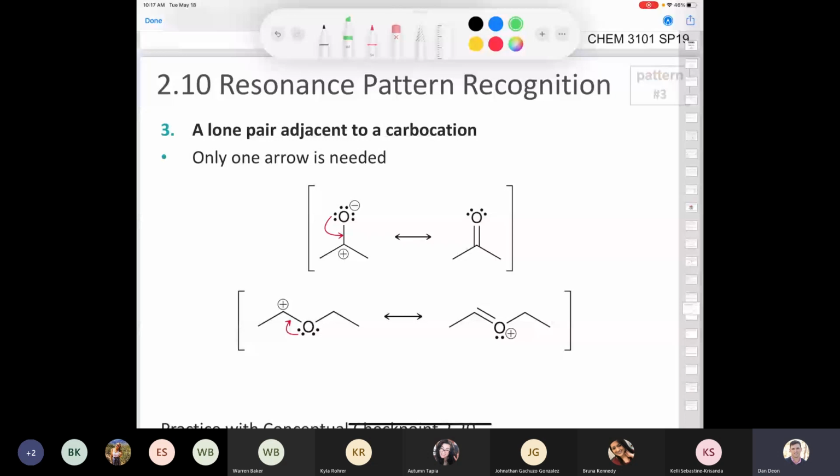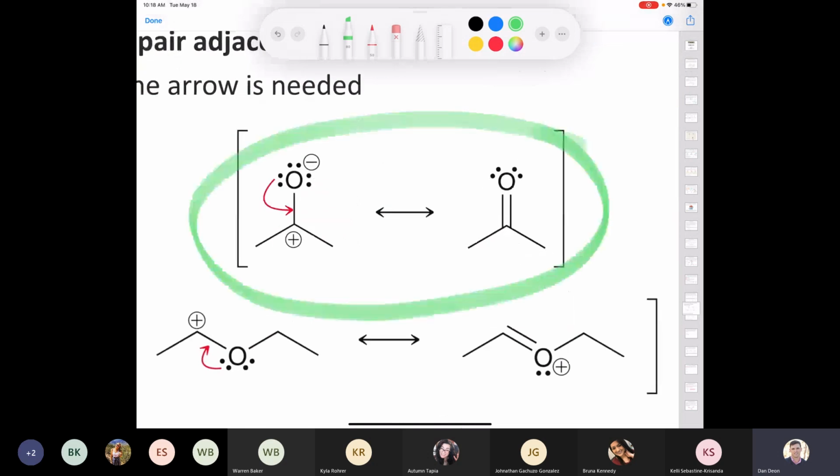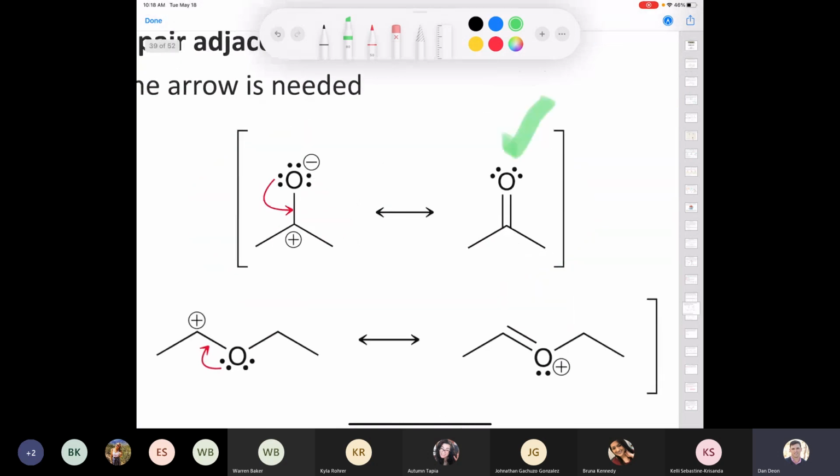The next one is a lone pair adjacent to a carbocation. So if you have an atom that has a lone pair on it and it's next to a carbocation, you can take that pair of electrons and dump them into the carbocation in order to make a resonance contributor. If you compare these two resonance contributors over here, why is this one more stable? The reason why is because this one, every atom has a complete octet. Right here, this oxygen has a complete octet, but the carbon doesn't have a complete octet. Whereas over here, the carbon has a complete octet, the oxygen has a complete octet. Also, there's no formal charges here.